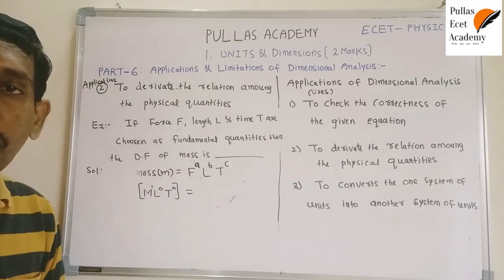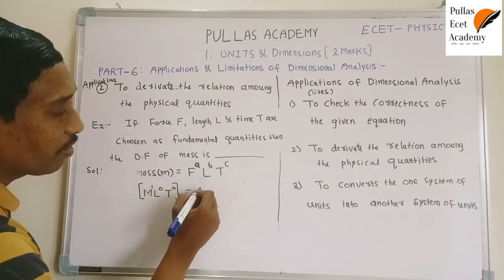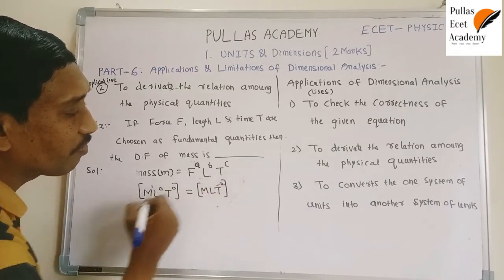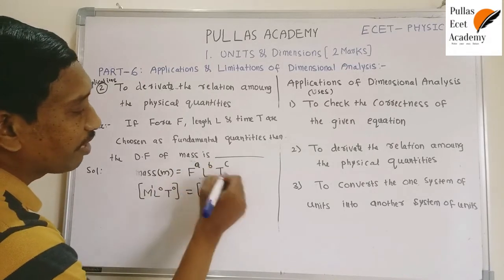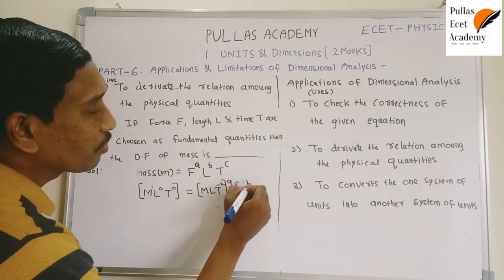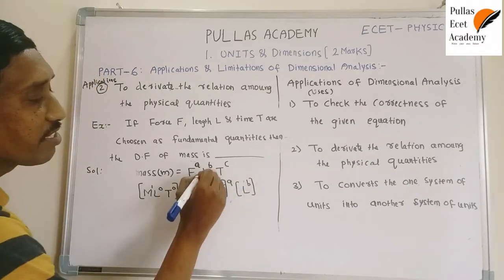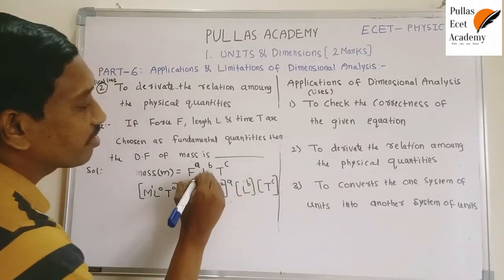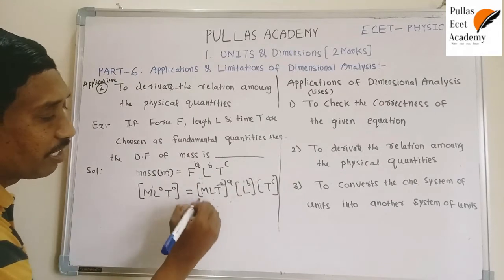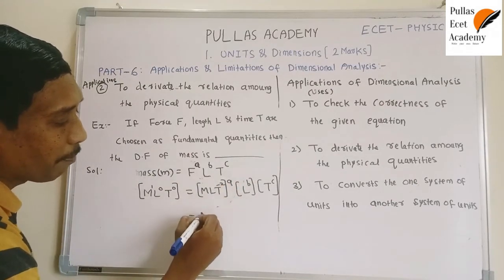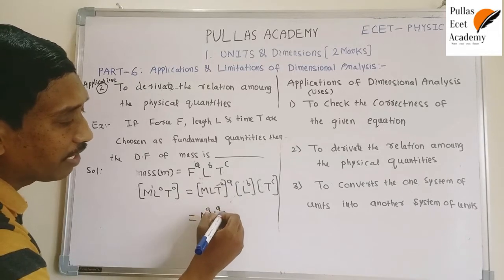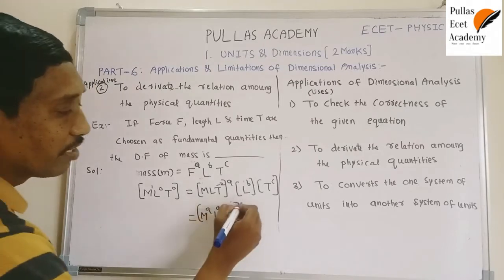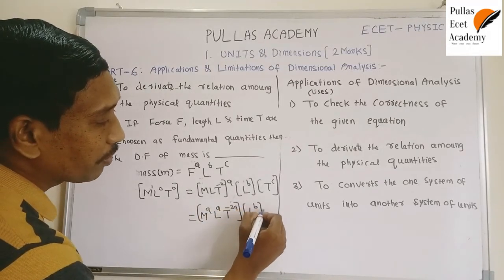What is the dimensional formula of force? The dimensional formula of force is M L T power minus 2, then write it all power A. In the same way, the dimensional formula of length is L, so write L power B. In the same way, the dimensional formula of time is T, so T power C. Length and time are the same, so write as it is. Now simplify. M L T power minus 2, whole power A, means M power A, L power A, and T power minus 2A. If you simplify it, you get like this. Then you get L power B into T power C.